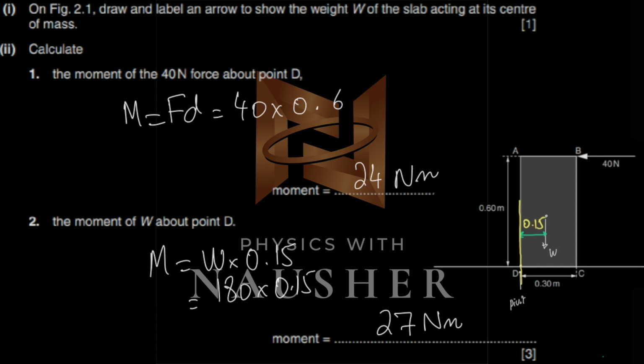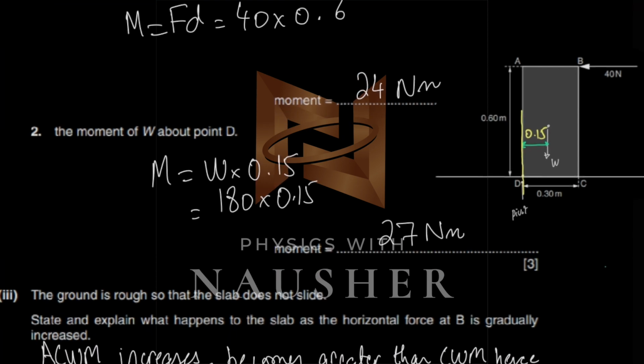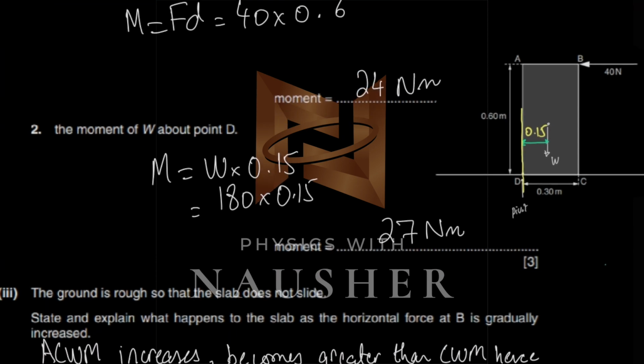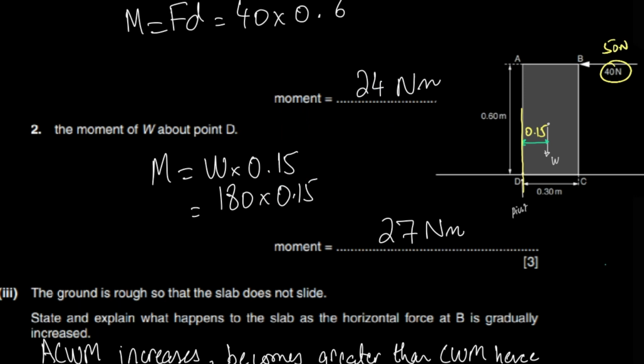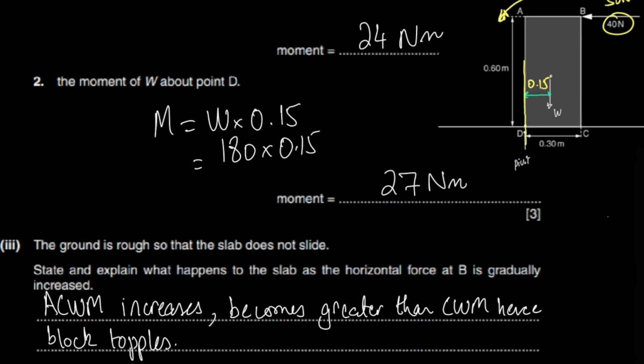And then part 3 is that the ground is rough, so the slab does not slide. What will happen if you increase this force gradually? So if you make it 50 Newton, 60 Newton, 70 Newton, what's going to happen? This moment is going to increase. And if this moment increases, then it'll eventually become greater than the clockwise moment, and the block might topple.